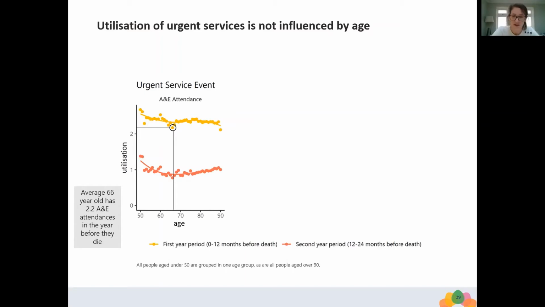If we look at younger decedents, here 52-year-olds, then we can see that use is actually pretty similar on average. And then at the other end of the age spectrum, people dying aged 89 highlighted here, they also have, again, a similar level of A&E attendances on average. So for the second year period in red, use of A&E attendances is again similar across all the ages. It is, however, much lower than the first year period. So what does this tell us? Well, it tells us how A&E is used by the decedent population, and it tells us that what influences A&E use is not age, but proximity to death.